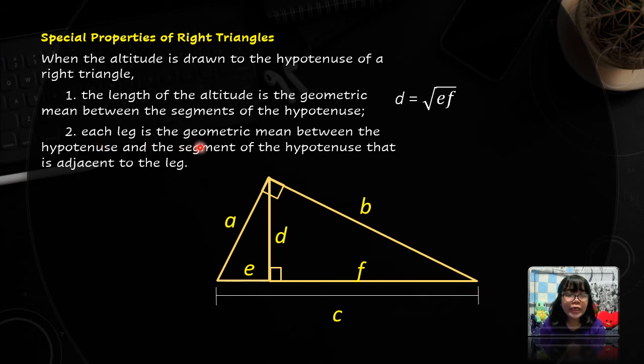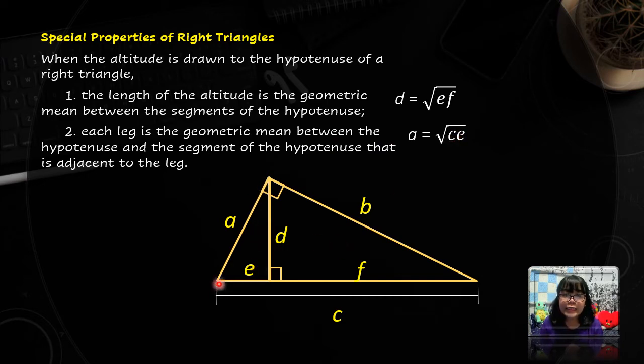And then each leg is the geometric mean between the hypotenuse and the segment of the hypotenuse that is adjacent to the leg. So we are going to find for the two sides of our triangle. Now, in order for us to get the value of A, then A again here is the geometric mean because it was said here that each leg. So A here is one leg of our right triangle here. So in order for us to get the value of A, we need to get the square root of C and E, or the product of C and E.